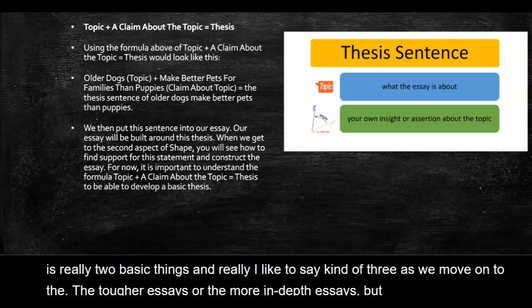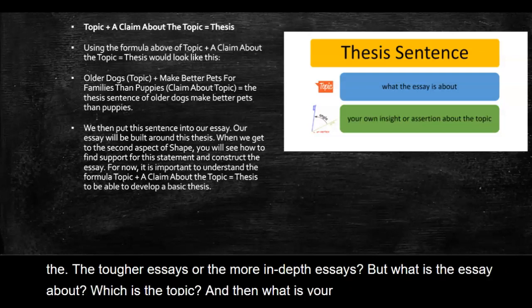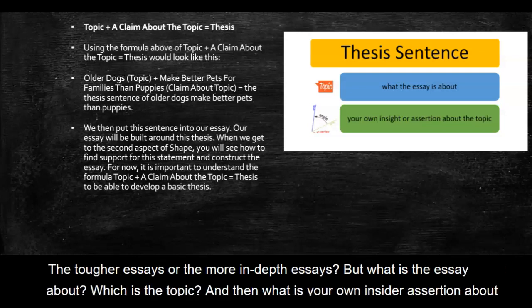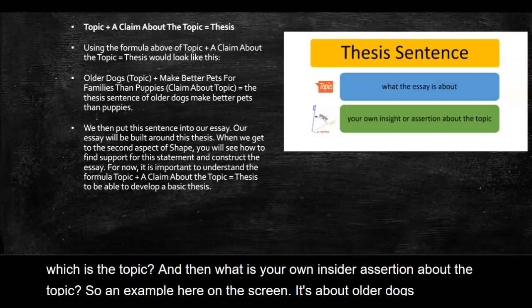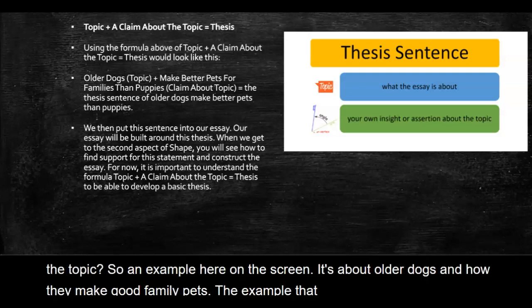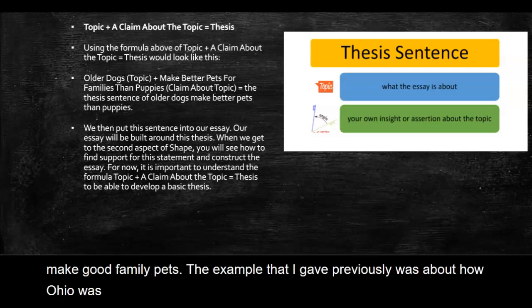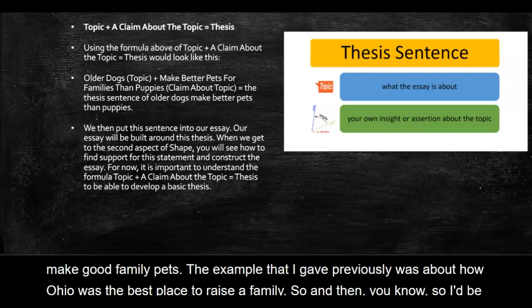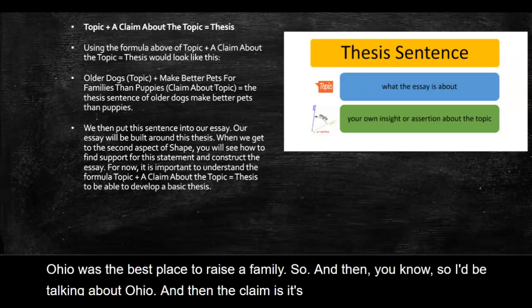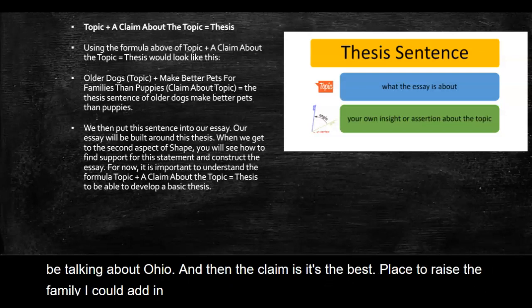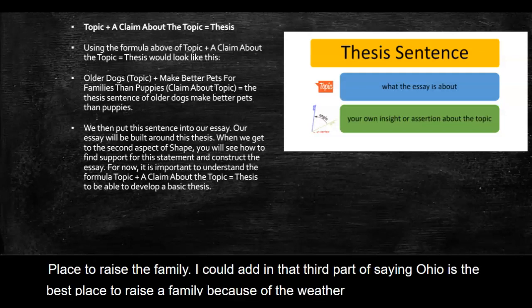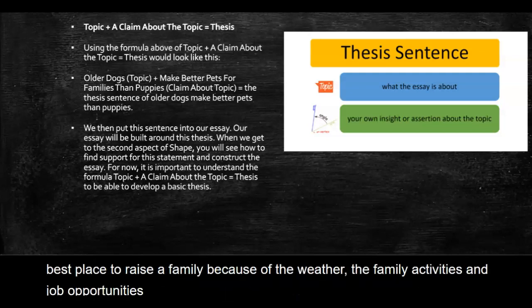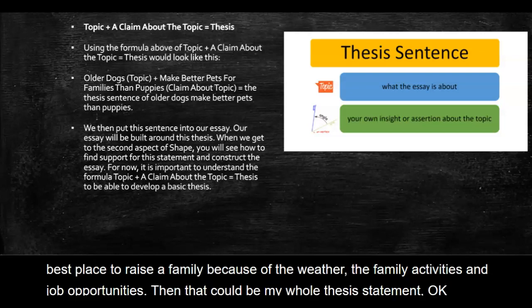What is the essay about, which is the topic, and then what is your own insider assertion about the topic. So in the example here on the screen, it's about older dogs and how they make good family pets. The example that I gave previously was about how Ohio is the best place to raise a family. So I'd be talking about Ohio, and then the claim is it's the best place to raise a family. I could add in that third part, saying Ohio is the best place to raise a family because of the weather, the family activities, and job opportunities. Then that could be my whole thesis statement, and I can really build my essay around that.